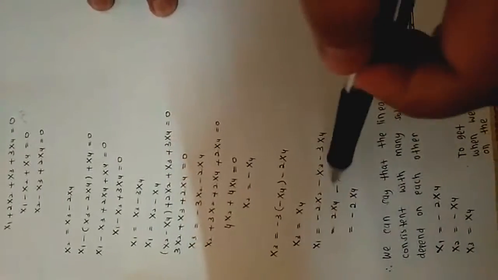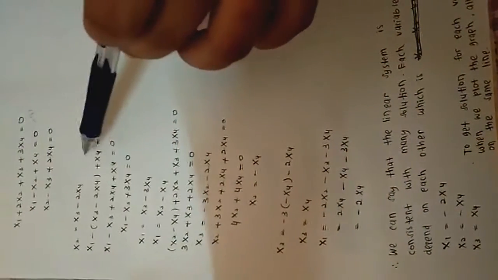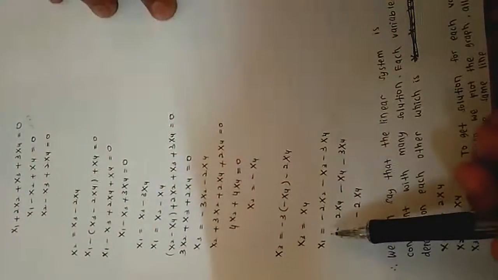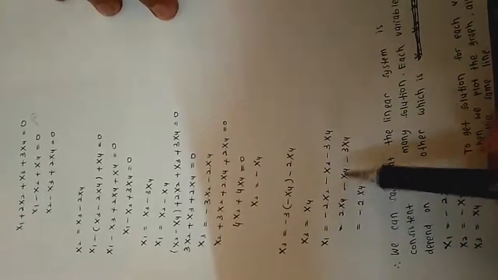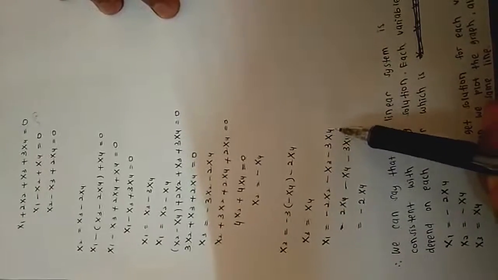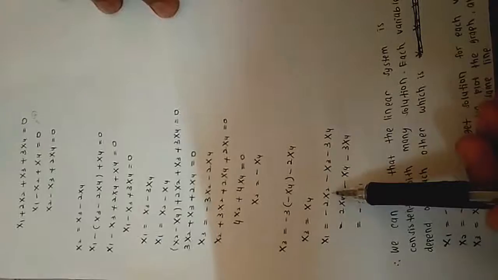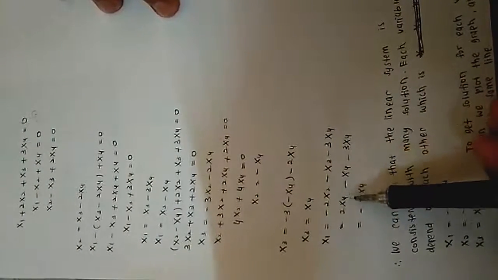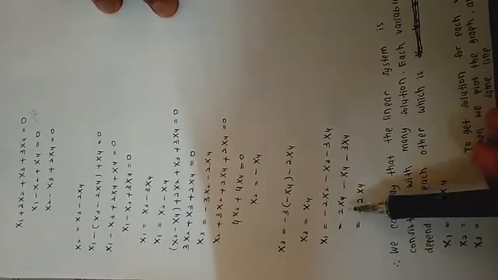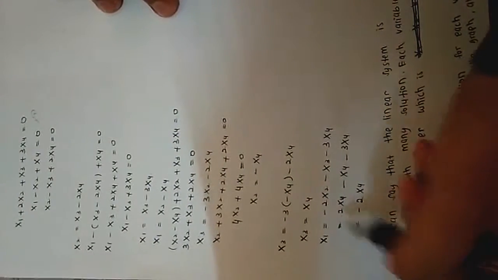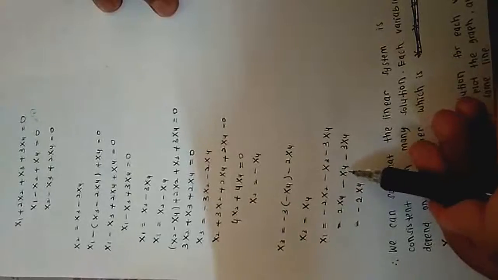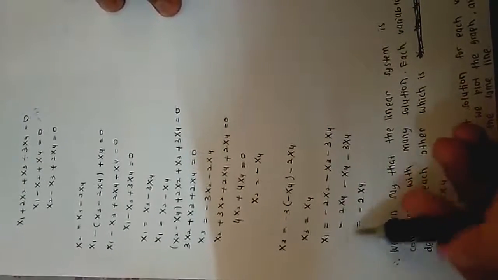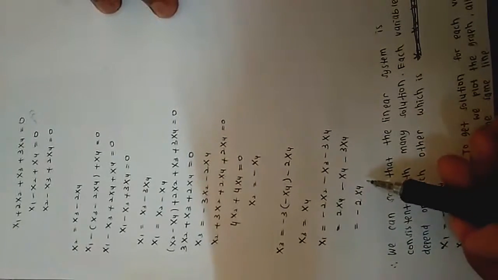For x1, for this formula, I will write x1 equal to negative x2 minus x3 minus 3x4. Then as we know that x2 is equal to negative x4 and x3 is equal to x4, so I write it as 2x4 minus x4 minus 3x4. Then I will get x1 is equal to negative 2x4.